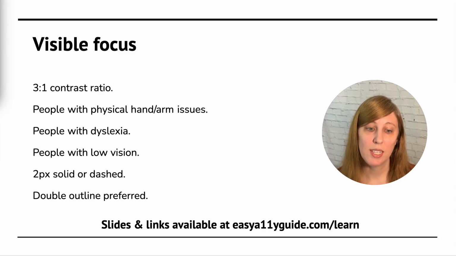Generally, we like to see a 2-pixel solid or dashed outline for the visible focus. We don't like to see dotted, especially not 1 pixel dotted, or even, on some websites I've seen, a 1/2 pixel dotted. It is so incredibly thin in appearance that people just can't see it, and it incredibly fails the 3:1 contrast ratio. A double outline is generally preferred.